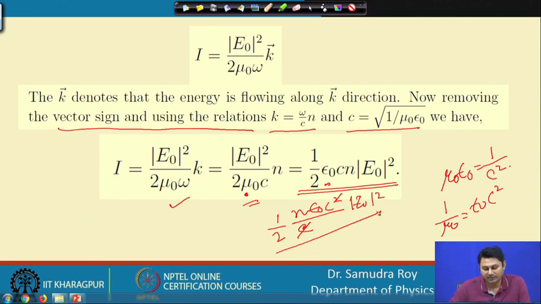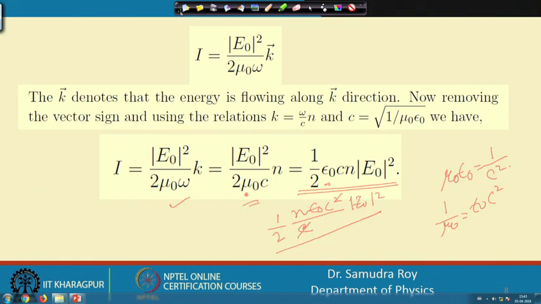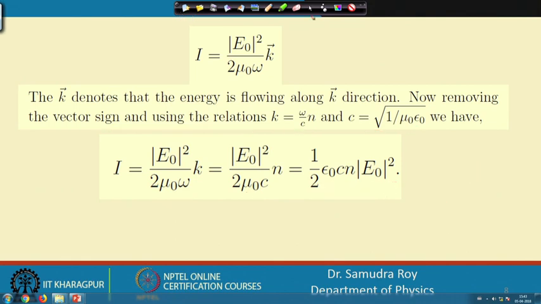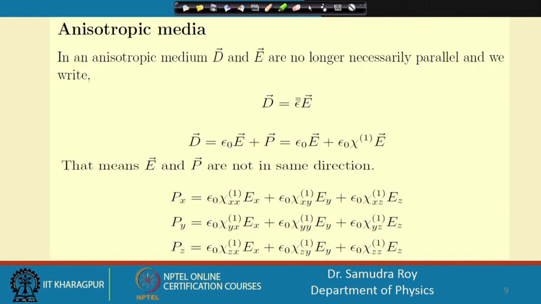This is a very important expression. We are going to use this expression in many cases. So, you should remember this expression, and this expression tells us how the intensity is related to the electric field. Okay. Finally, the anisotropic medium.